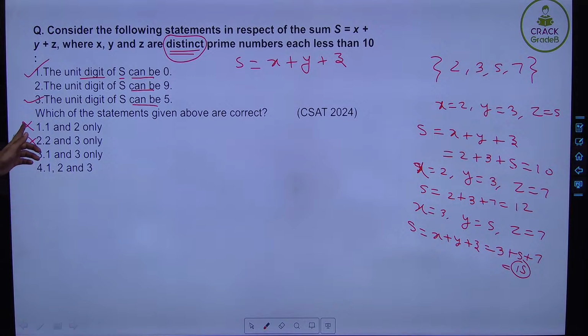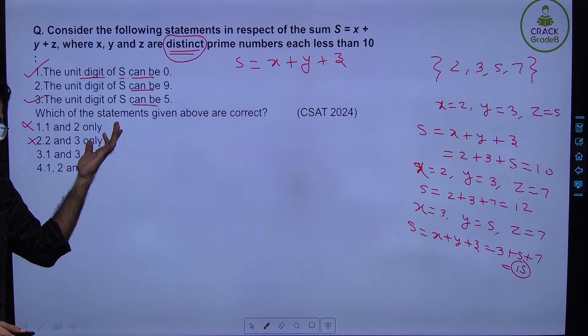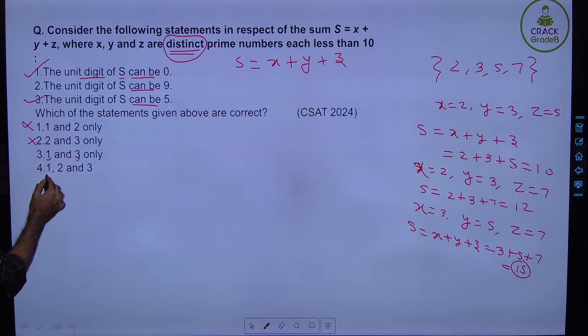Why? Because option 1 says that statement 3 is incorrect, but we have got that statement 3 is correct. So obviously option 1 is eliminated. Now if you look at option 3 and option 4, we have checked statement 1 and statement 3, but we haven't been able to check statement 2.